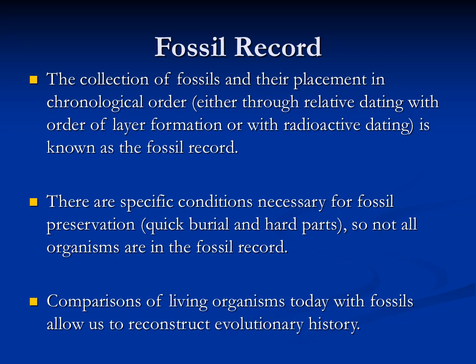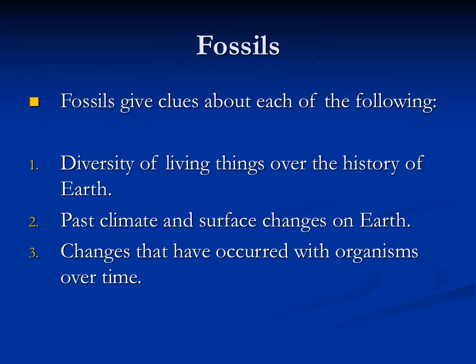So comparisons of living organisms today with fossils allow us to reconstruct evolutionary history and to be able to see how life has changed over time. Fossils give clues about each of the following. It tells us about how diverse life is over the whole course of the history of Earth, so how there are many different types of living things. Fossils tell us about past climate and surface changes on Earth and changes that have occurred with organisms over time. So we can look at organisms and see how they have changed over time by looking at fossils. And this is cool because it allows us to take a look at humans to see how humans have changed over time and to possibly predict how humans are going to change in the future.